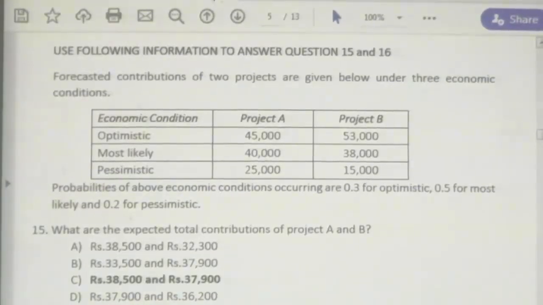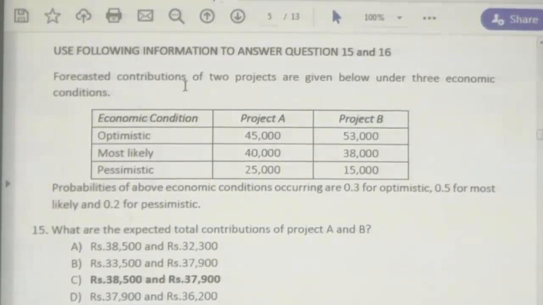Project A: optimistic 45,000, most likely 40,000, pessimistic 25,000. Project B: 53,000, 38,000 and 15,000 respectively. They have given the probabilities under the three economic conditions: optimistic 30%, most likely 50% and pessimistic 20%. What are the expected total contributions of project A and B?